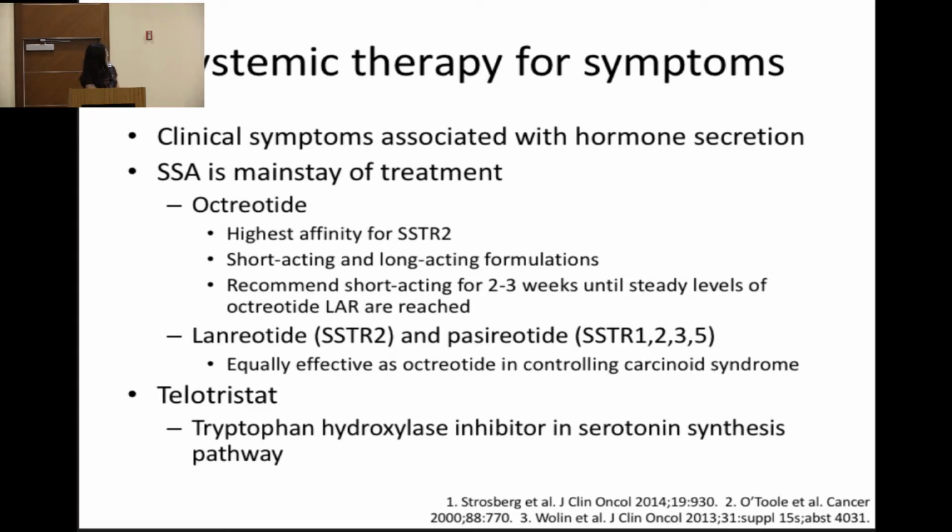And then there are 2 other somatostatin analogs that are a bit newer, lanreotide and pasireotide. Lanreotide has a similar binding profile to octreotide. Pasireotide seems to bind a couple more receptors, but they both have been shown to be equally efficacious as octreotide, not better, in terms of controlling carcinoid syndrome. And later on, you will also hear about this new drug, telotristat, an enzyme inhibitor that blocks serotonin synthesis as a way to treat refractory carcinoid syndrome.